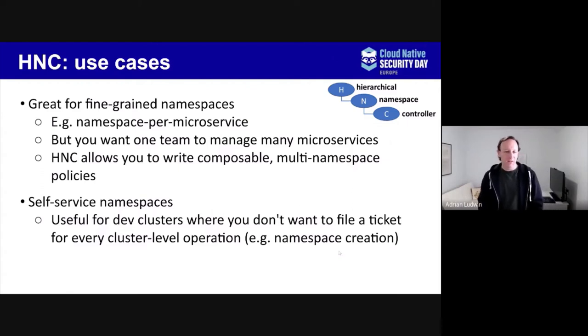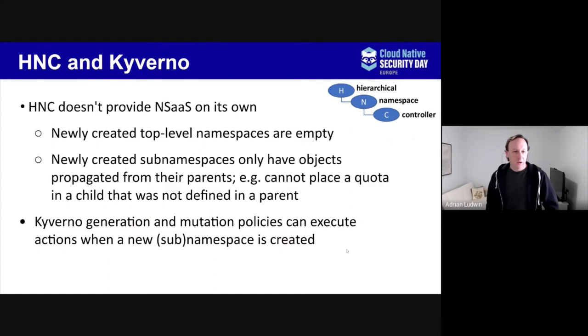Anytime where you wouldn't want to file a ticket for a cluster level operation, this can be very useful in dev clusters or in clusters that you use for things like batch operations. Now, HNC on its own can't really provide namespaces as a service because if you create a new top level namespace, it's completely empty, there's nothing in there. And when you create a sub-namespace, it only propagates objects from the parent. So for example, you can't put a quota in a shell that wasn't defined in a parent.